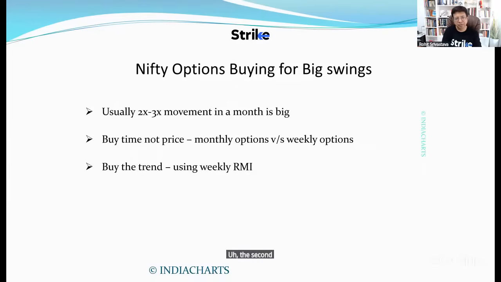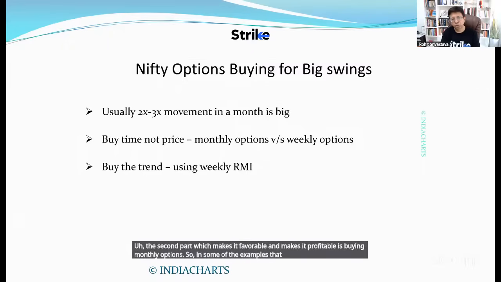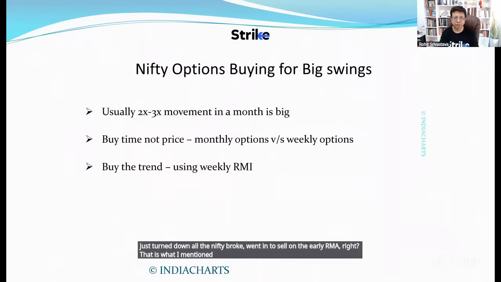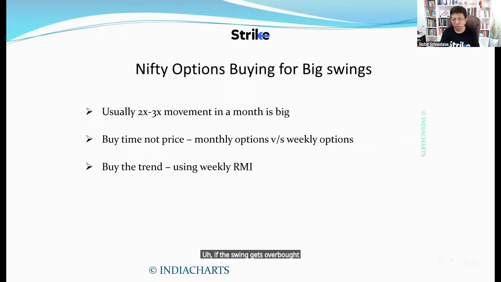The second part which makes it favorable and makes it profitable is buying monthly options. So in some of the examples that I showed you, if you ended up buying weekly options, you would have lost a lot of money in the bad trades, because see, if you buy something for 1 week and then 3 days it doesn't move and then you have to get out, because in one day it went up and then it turned sell again, the swing just turned down, or the Nifty went into sell on the early RMI, right? That is what I mentioned, that you exit on the early RMI or you exit if the swing gets overbought, or you can also exit if the 40-hour breaks. So on any of these three things, when you do that, it's possible you don't make money on that trade.